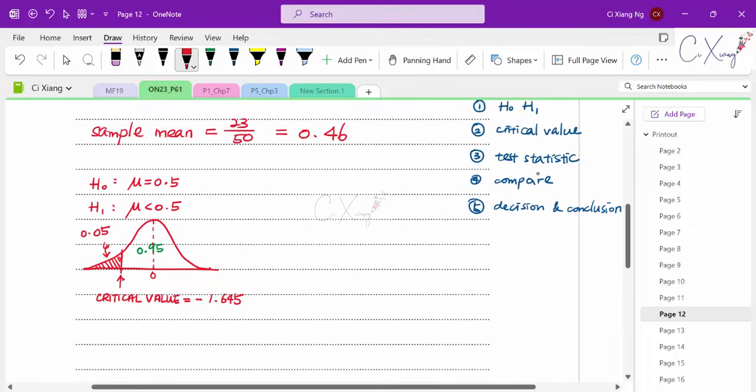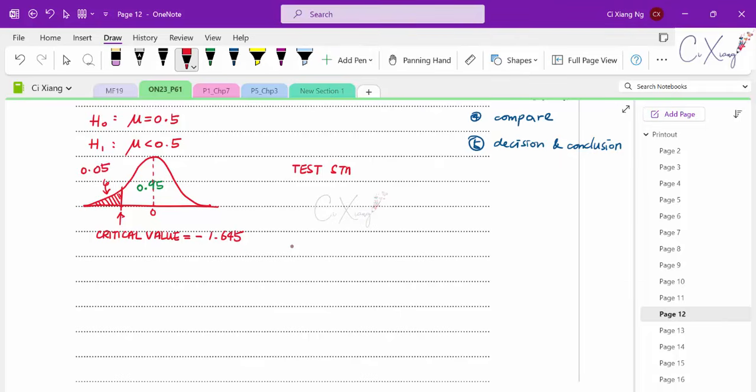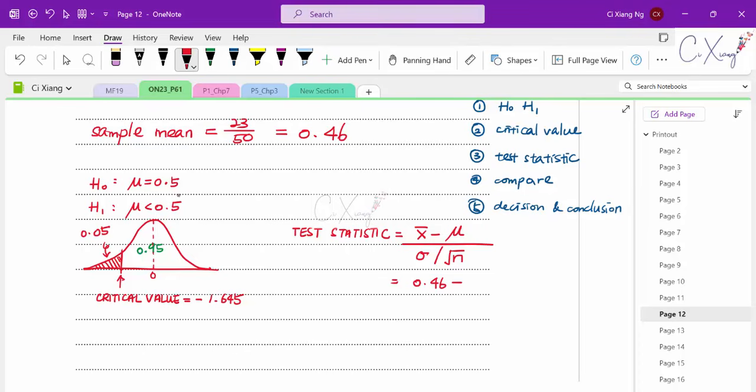Okay, then after that I have to continue to calculate the test statistic. So what's the formula for the test statistic when you want to test the population mean? To calculate the test statistic, you take the sample mean minus the population mean, divided by the standard deviation of the population over square root n. So this is the formula. So let us slowly put in all the values here. What is the sample mean that we calculated just now? 0.46. What is the population mean that we want to test? It is 0.5.